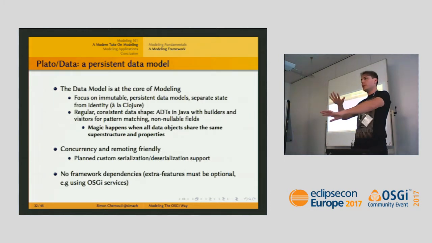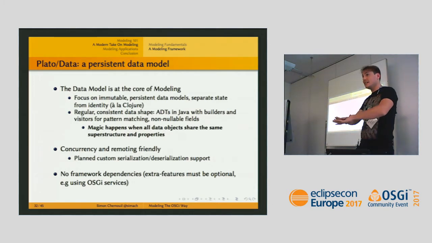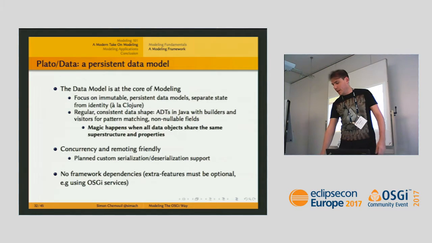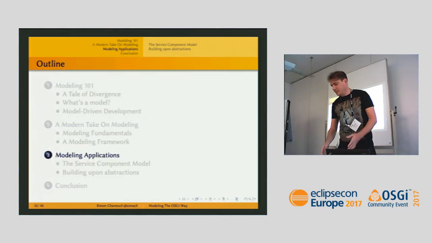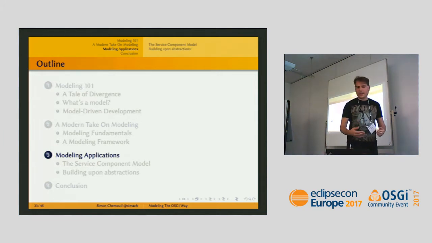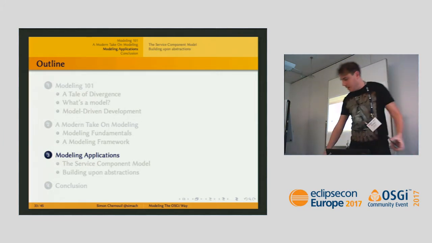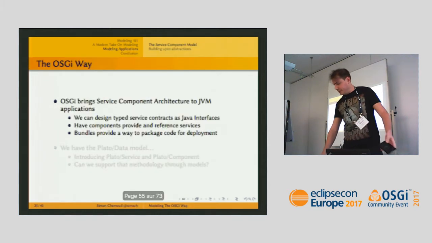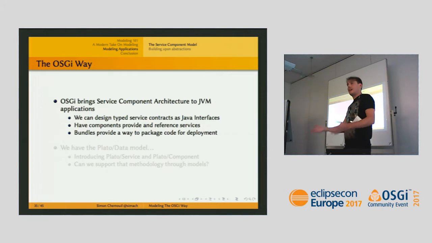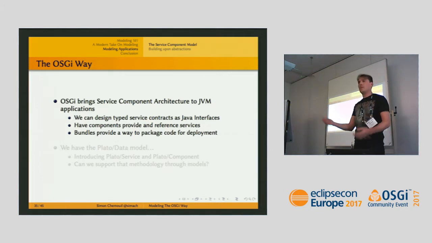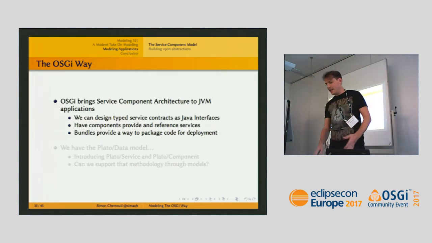Everything is going to go on layers on top that you don't actually need, but if you want to use it, obviously, you have to use it. So now I'd like to show a bit how we can model applications this way, like real OSGi applications. OSGi is like service component architecture within the JVM: service contracts that are provided and required by components, and bundles to package everything together.